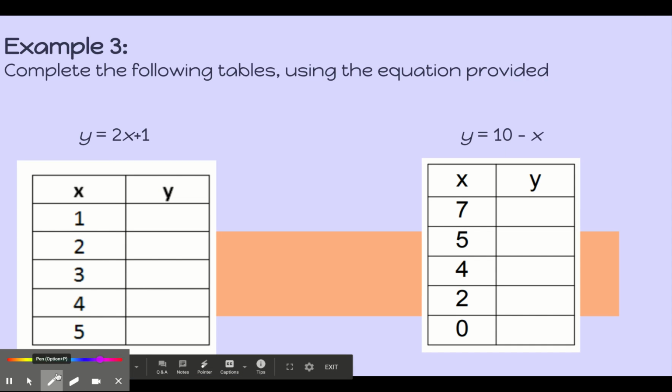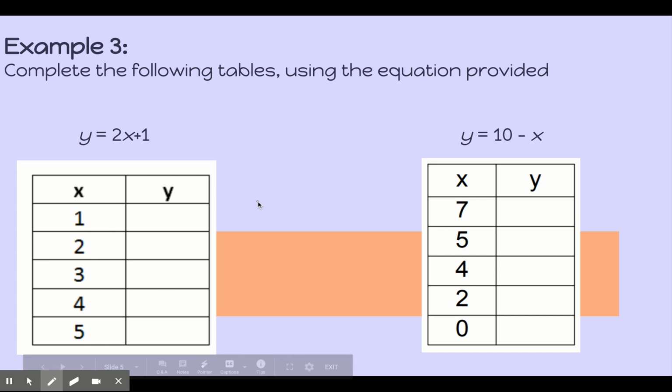Okay, example 3. You should be able to complete a table of values with any equation provided. So basically what that means is understanding how to fill in a table using an equation. So if y is equal to 2x plus 1, what's happening here is I'm going to put whatever value I have for x into my x spot. So 2 times 1 plus 1, this is going to give me 3.